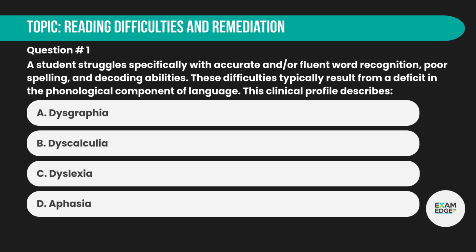Question number 1. A student struggles specifically with accurate and/or fluent word recognition, poor spelling, and decoding abilities. These difficulties typically result from a deficit in the phonological component of language. This clinical profile describes A. Dysgraphia, B. Dyscalculia, C. Dyslexia, D. Aphasia.